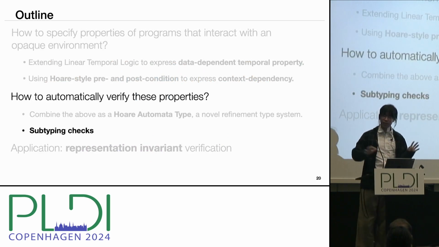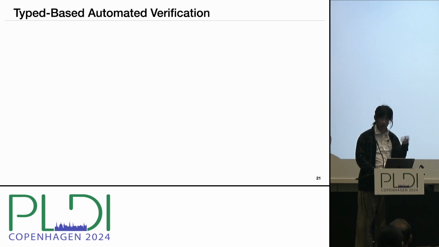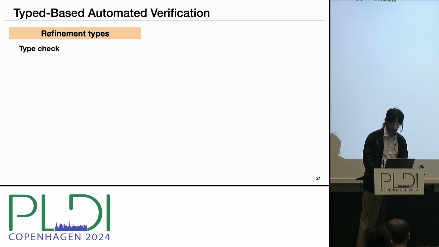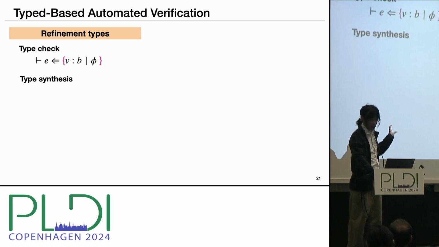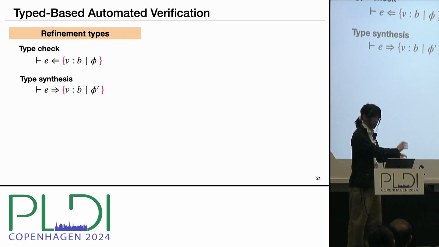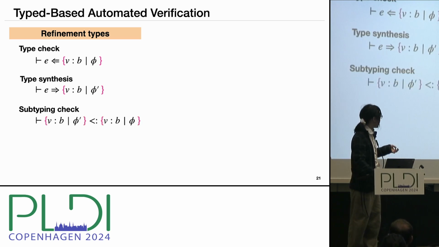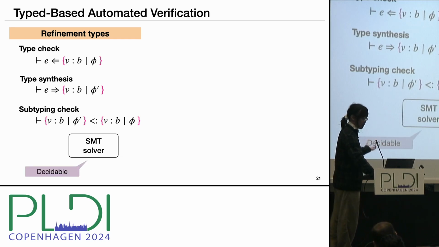Okay, so the next interesting point I talk about is the subtyping check. How can we do automatic verification of the type system, just following the methodology of refinement types? With bidirectional type checking, you have a type you want to check against, and you first do type synthesis. You synthesize a term to another type, and you do the subtyping check. This can be automatically solved by the SMT solver, and this query is decidable.